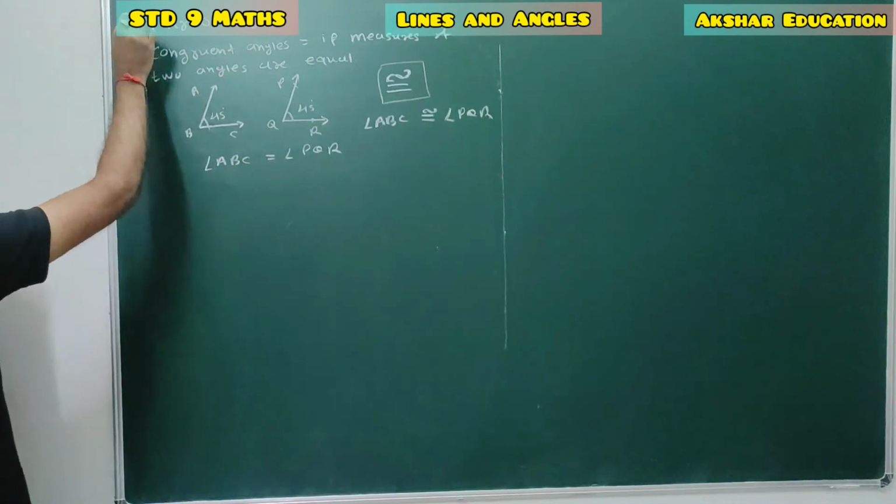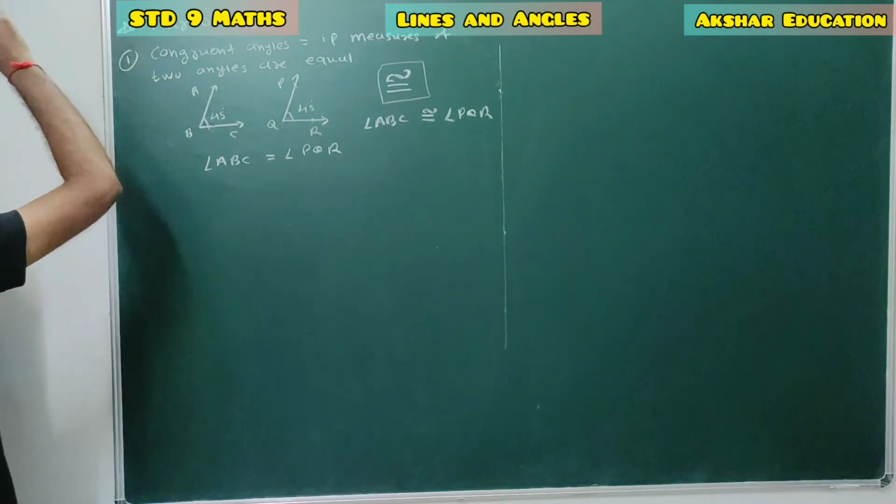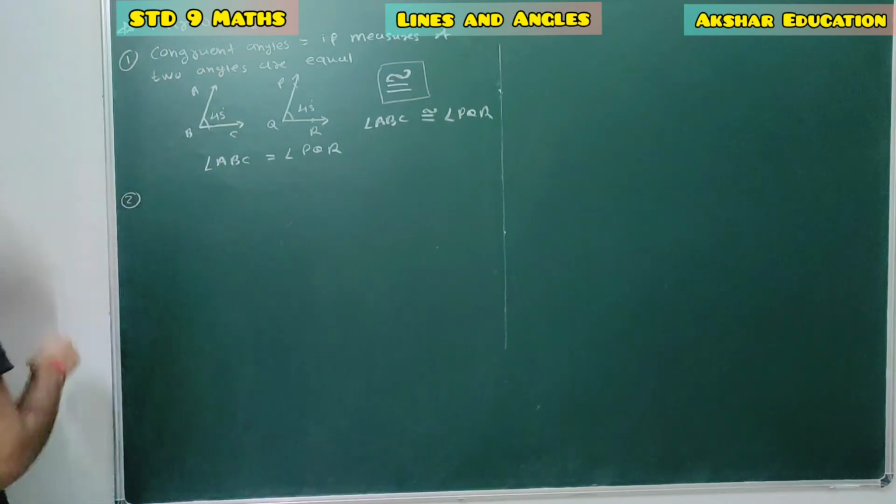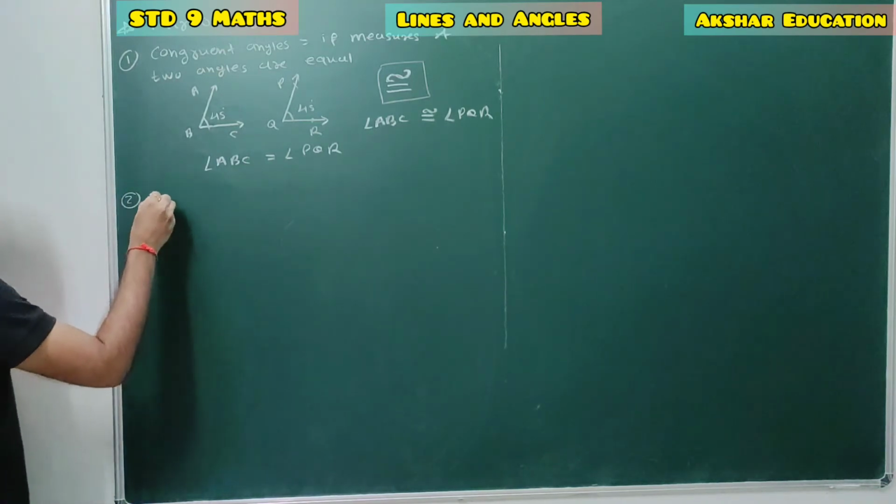Clear, students? So this is the first pair of angles. The second can be complementary angles.